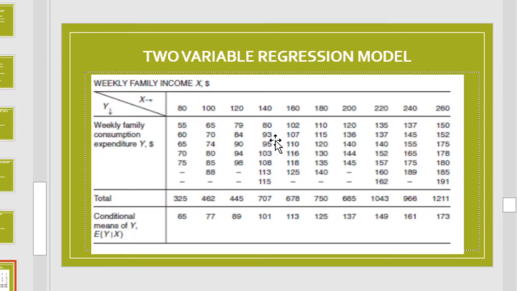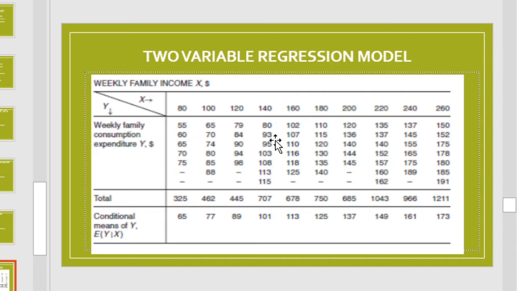Today we will discuss the two variable regression model. What is a two variable regression model? In the last class we have seen that we have two types of regression model. One is the simple or two variable regression model. In the two variable regression model we have one dependent variable and one independent variable. If we have more than one independent variable, then we call that regression model a multiple regression model.